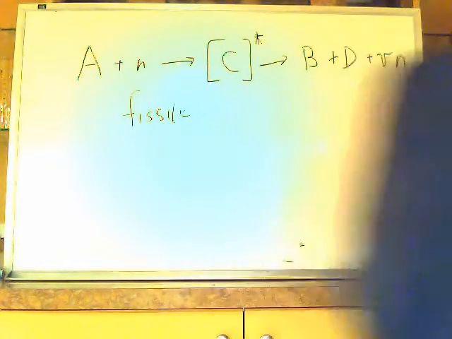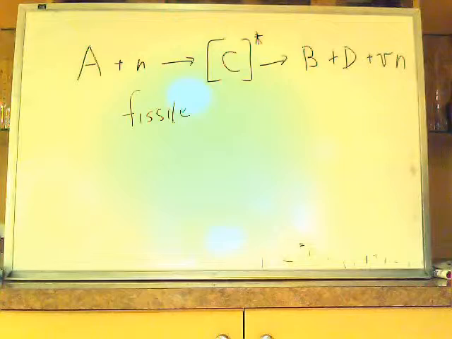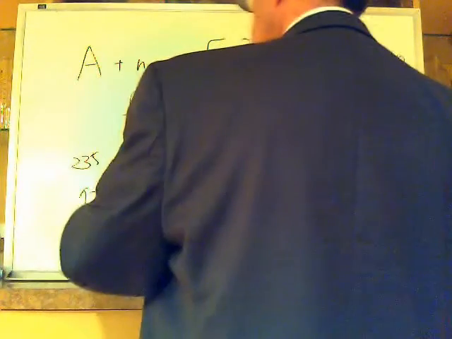So we've got a fissile nuclide in the case of uranium-235, and so we've got 92 uranium 235, and it's going to absorb a neutron.